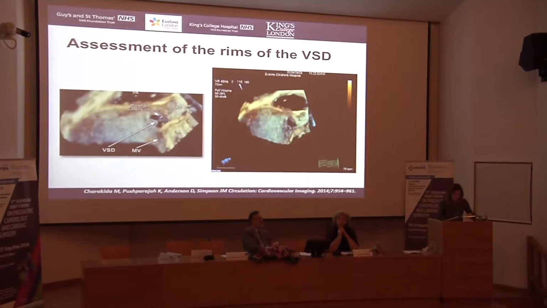Here you can see the rims of the defect. We can measure the distance from the aortic valve and also from the tricuspid valve, so when we want to insert the device, we can estimate whether we are going to damage the aortic valve and the tricuspid valve. Of course, the adequacy of the rims will depend on the size of the defect, but also on the type of the device that we want to deploy.